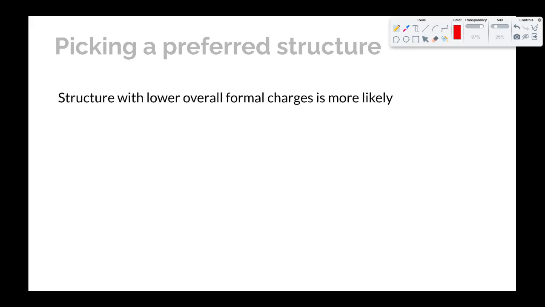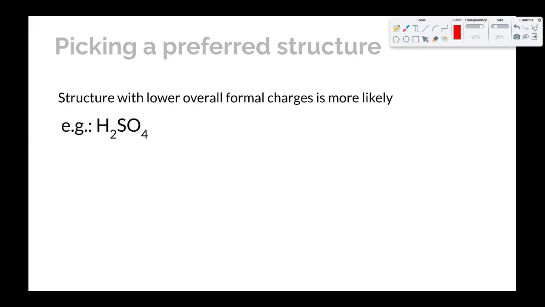Now that we know how to find formal charge, how do we use it to pick a preferred structure? Well, the structure that has the lower overall formal charges is more likely. It's important to note that this doesn't mean the lowest sum of formal charges. A better way to say it is that the structure with the fewest formal charges that aren't 0 is the one that turns out to be more likely.